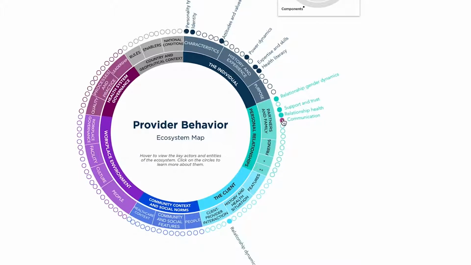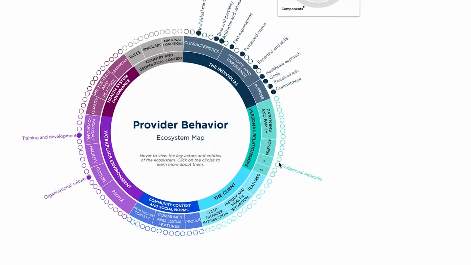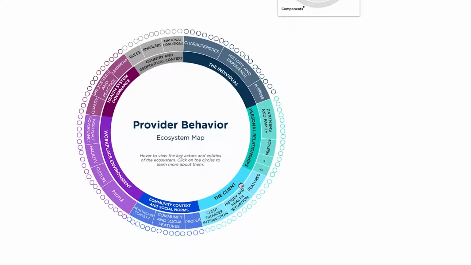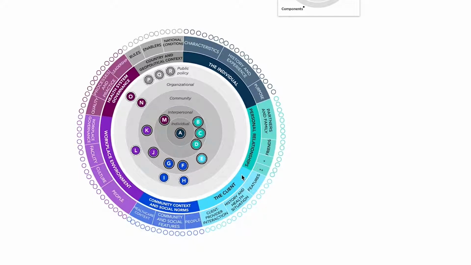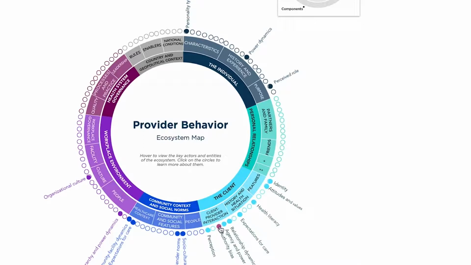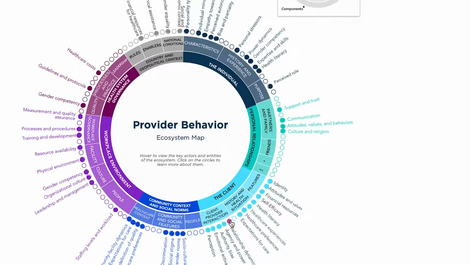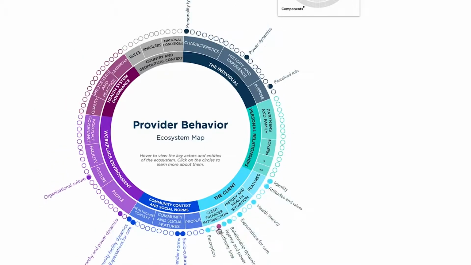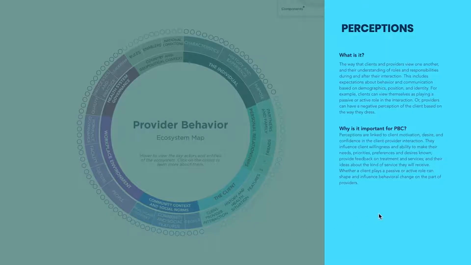You can see the progression from influence factors to components by moving from the inner to the outer ring of the circle. For example, the client is the grouping of client-related factors that influence provider behaviour. The client influence factor is divided into client features, client history and health situation, and client-provider interaction elements. Each of those subcategories has a number of components associated with it. To learn more about a component, click on the component circle. A window will display the component's definition and why it is important for provider behaviour change.